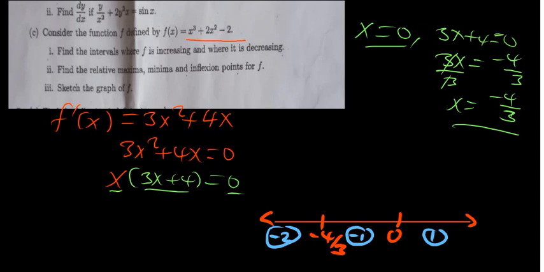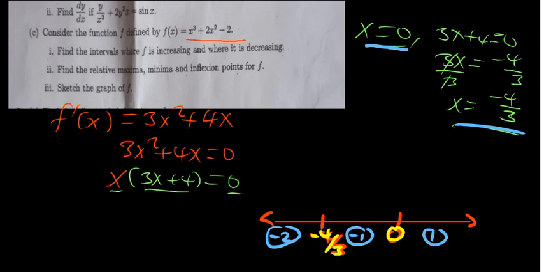I'm saying that after finding the values of x, x is equal to 0 and x is equal to negative 4 over 3, you come up with a number line. After coming up with a number line, you put your numbers. We have the critical points. We have x is equal to 0, which is here. Again, x is equal to negative 4 over 3 is what I have there.